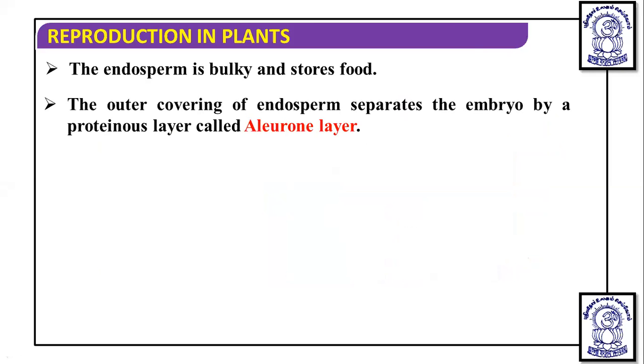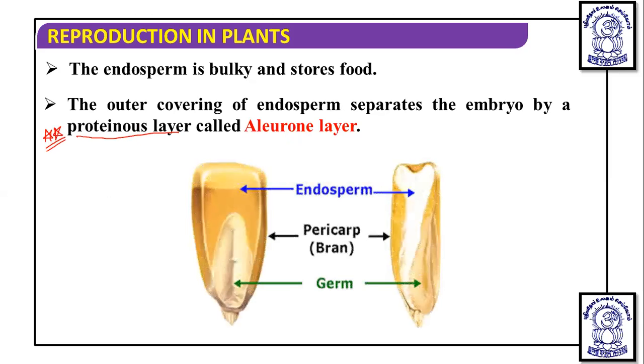Just as we have seen in the diagram of maize, the aleurone layer is proteinaceous. Okay. So the proteinaceous layer, this question is most important. They usually ask questions from this part. Okay. So that is an important one. Next to that, you can see the natural diagram of this one, in which you will see the endosperm, pericarp, and germ part of this particular seed.